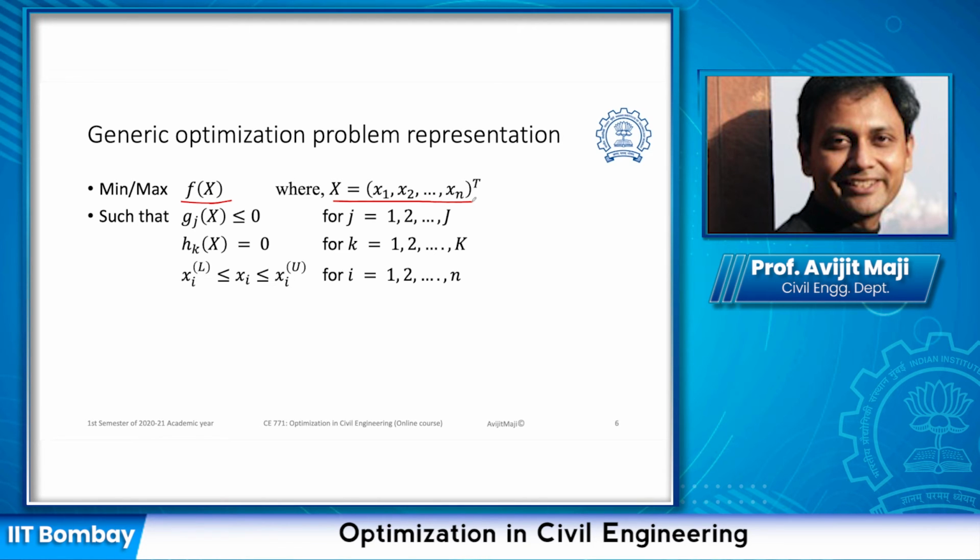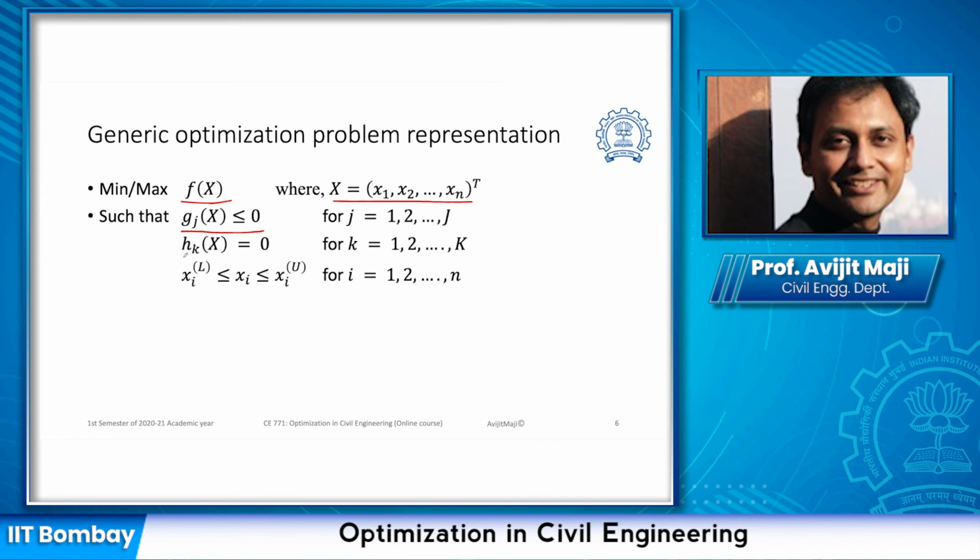Now the constraints which you want to represent could be of two different types. Either it could be an inequality constraint, where the constraint is either less than or equal to 0 or greater than or equal to 0. In this case, we have represented less than or equal to 0. And we can have more than one such constraint. So the j represents the constraint and it could go up to capital J.